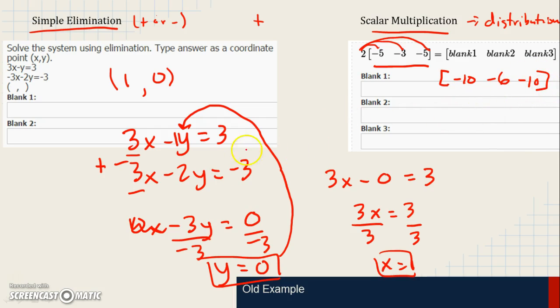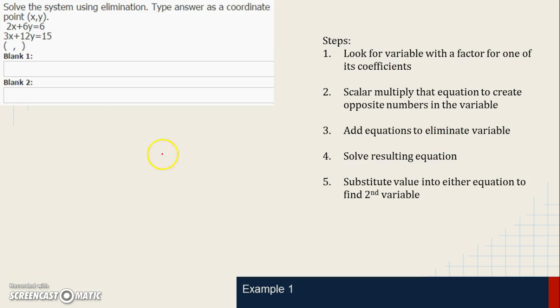So what we're going to do is take simple elimination and throw in some multiplication. So here's example 1. For this first example, as I go through the steps, make sure you are filling in the words. For the second example, you will fill in the equations, not the words. And then the third example, you'll try on your own. So the system is 2x plus 6y equals 6, and the second equation in the system is 3x plus 12y equals 15. And again, we're trying to find where these two lines would intersect if we were to graph them.